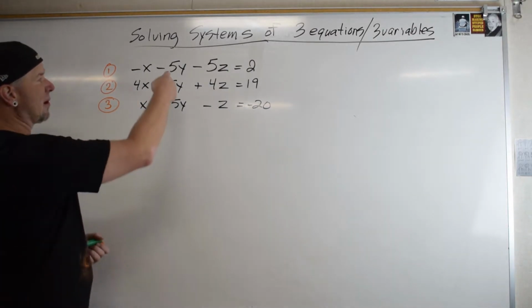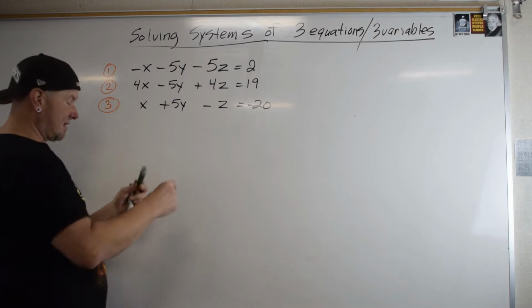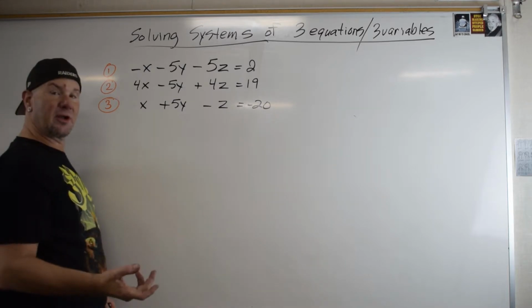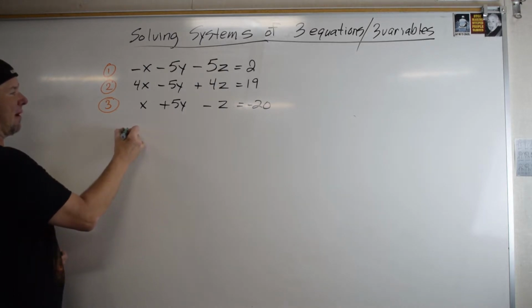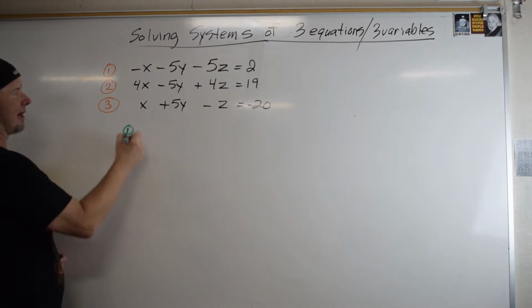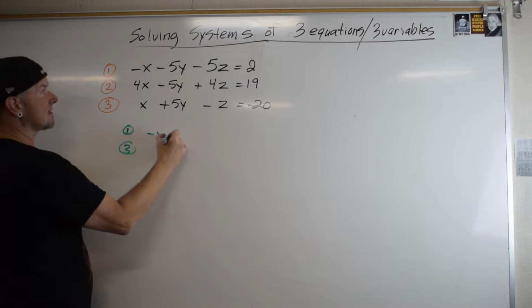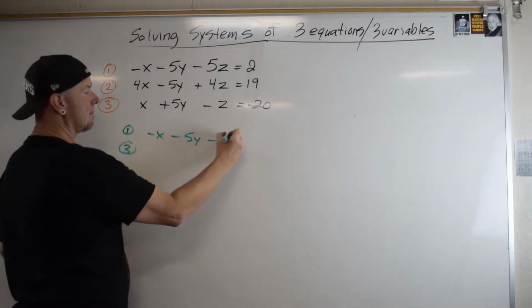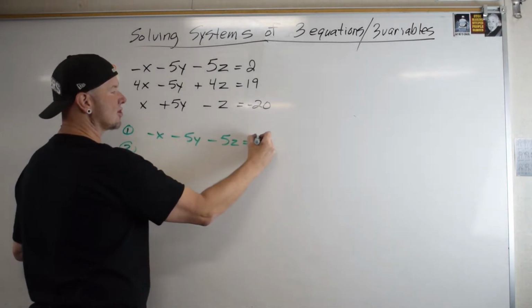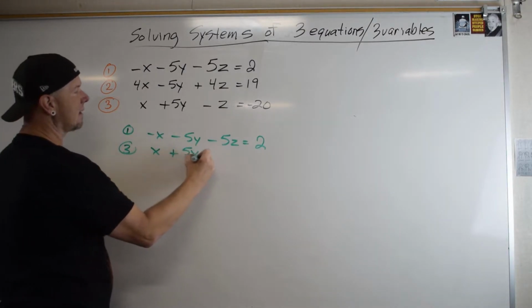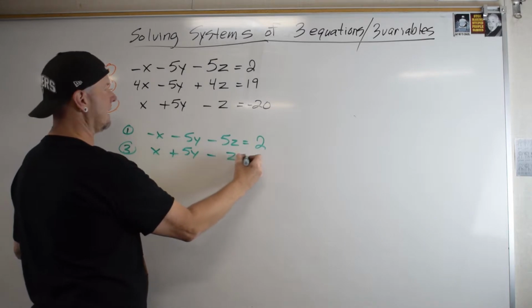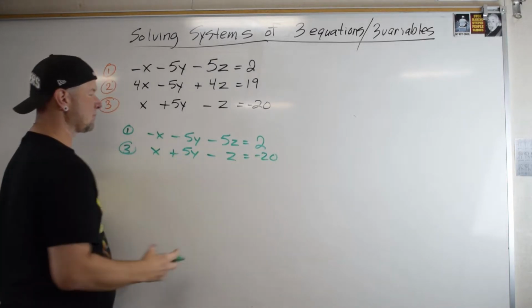So notice these both have negative 5y's, and this has a positive 5y. So I'm going to pair each of these with the 5y. I'm going to start by pairing equation 1 and 3. That's negative x minus 5y minus 5z equals 2, and x plus 5y minus z equals negative 20.